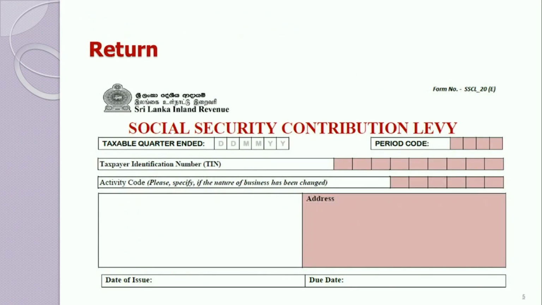You will receive a printed return for SSCL from the department. Currently the SSCL return is not available under the e-service. Therefore, you are required to submit the physical return.